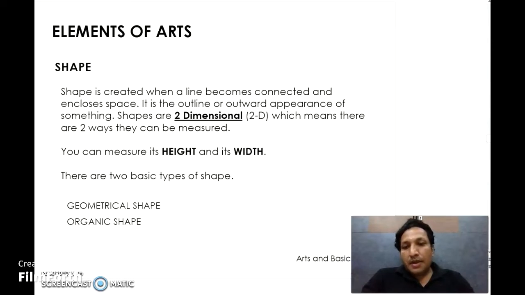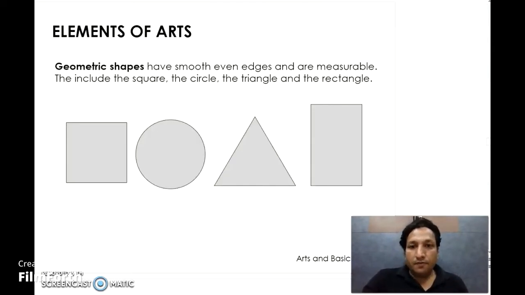Shape may be of two types: geometrical shapes and organic shapes. We have some examples of geometrical shapes. These are all known as the primary shapes. Please write these things down, and you can understand this video, and you can record all these examples in your brain so that it will help you in your exam or in your curriculum ahead also.